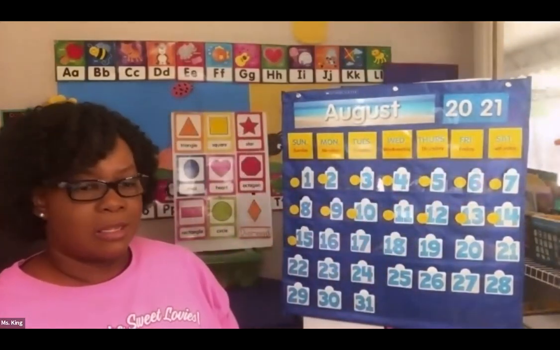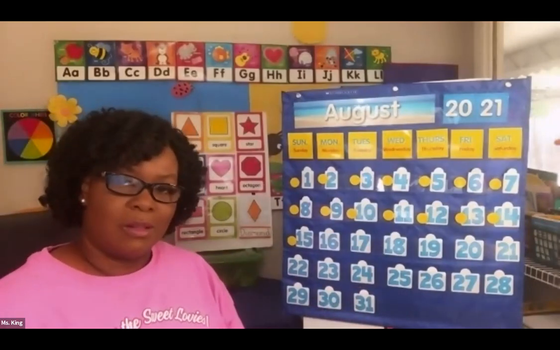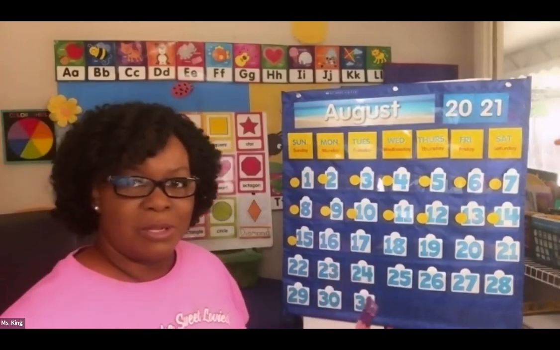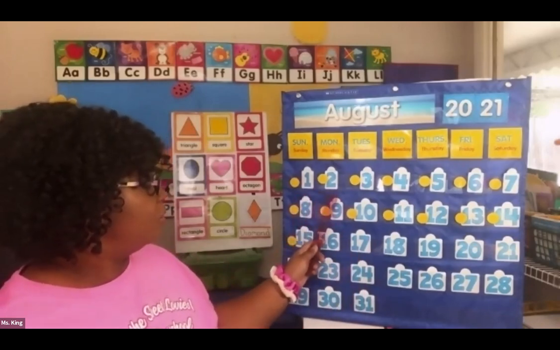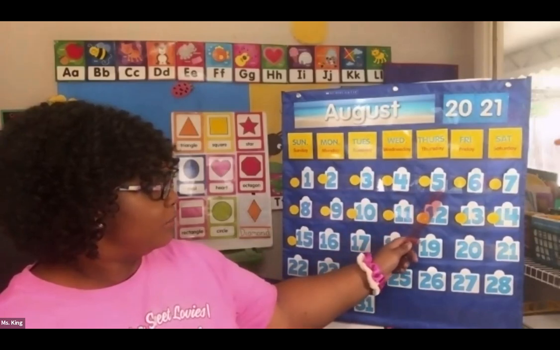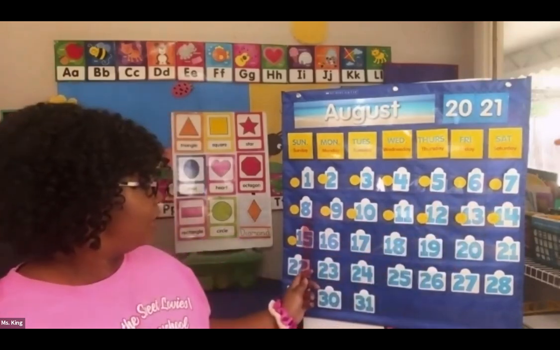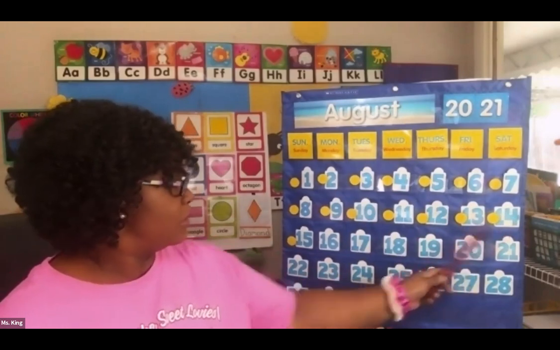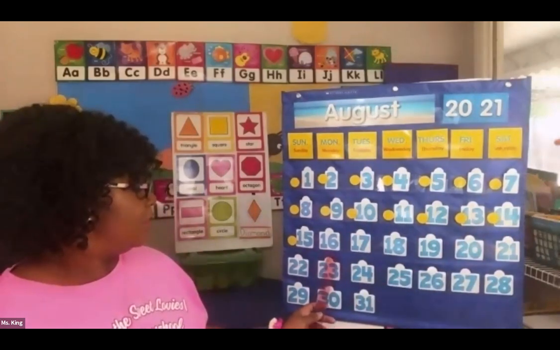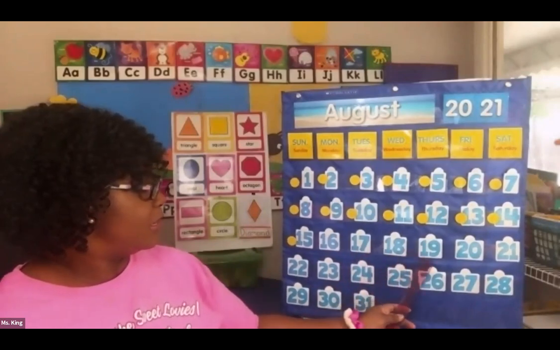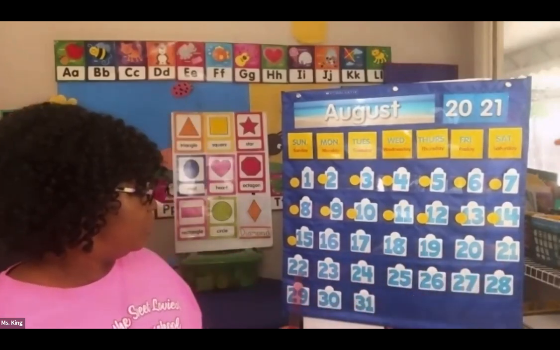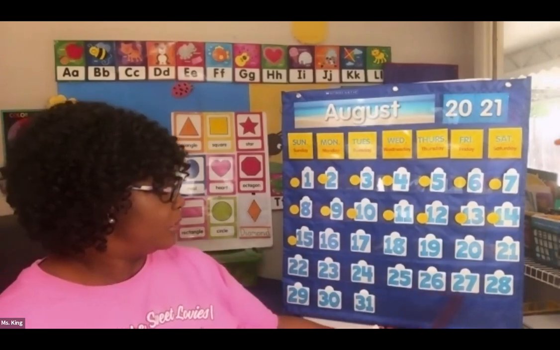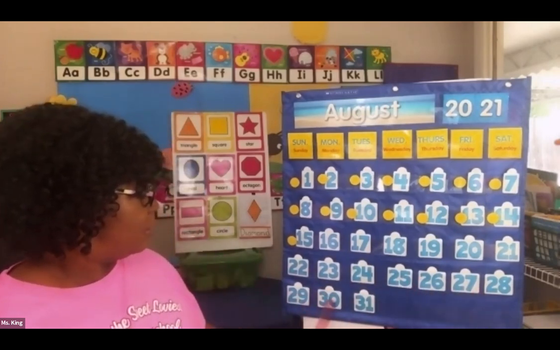Let's get ready to count one more time. All right, you ready? We're counting to 30. Here we go. 1, 2, 3, 4, 5, 6, 7, 8, 9, 10, 11, 12, 13, 14, 15, 16, 17, 18, 19, 20, 21, 22, 23, 24, 25, 26, 27, 28, 29, 30.